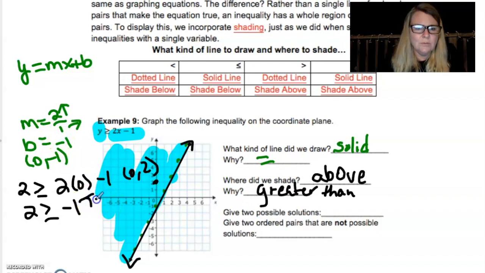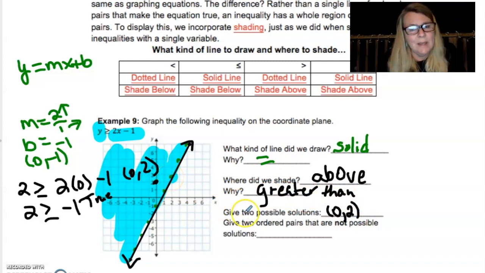Okay? So if we were testing, and we didn't just have our rules to follow up here, we would test that point, and because it was a solution, we would shade on that side of the line. If that had not been a solution, then the other side must have been the part that would have worked.